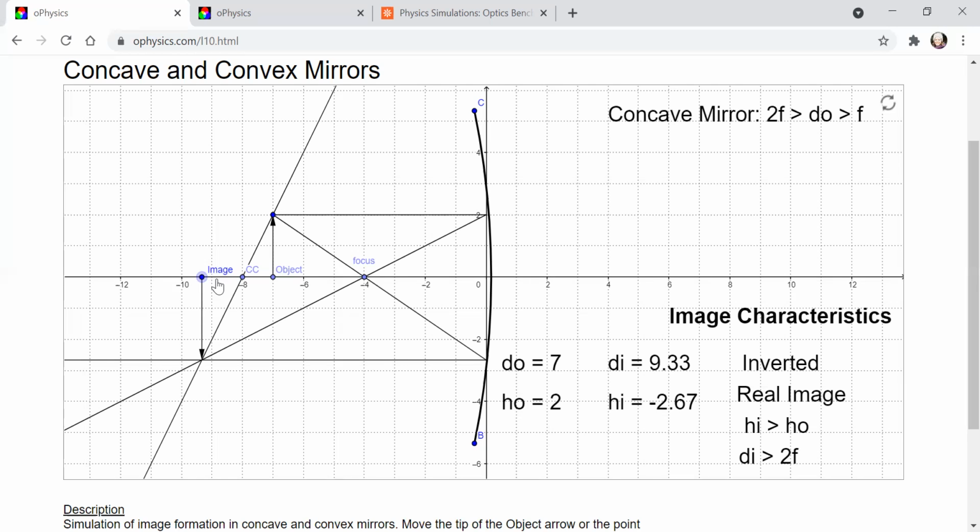And now you have to figure out, is it real or virtual? So real means they're on the same side, virtual means they're on opposite. Is this image on the same side as the object or on the opposite side as the object? Opposite. Sorry, of the mirror. Same. Same, thank you. They're on the same side. So this is a real image.